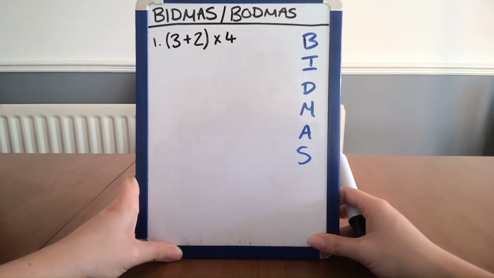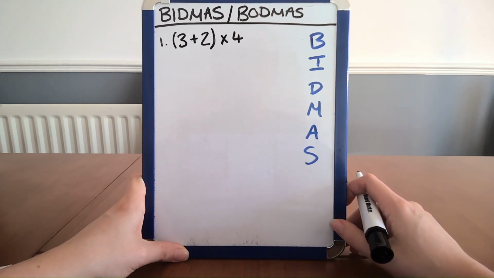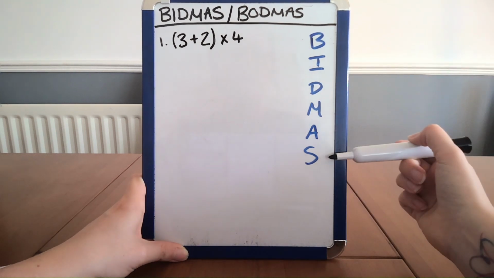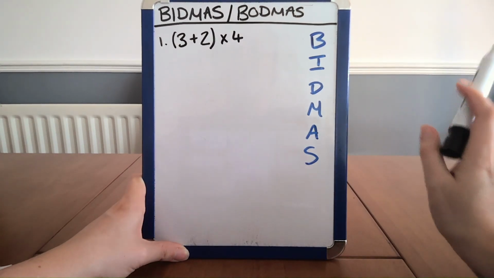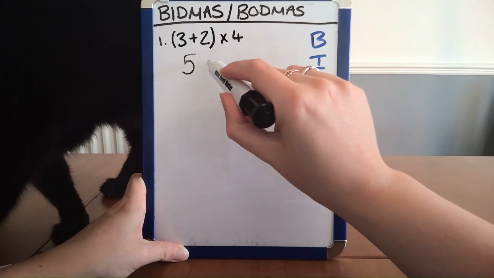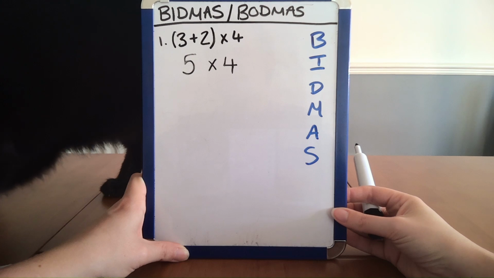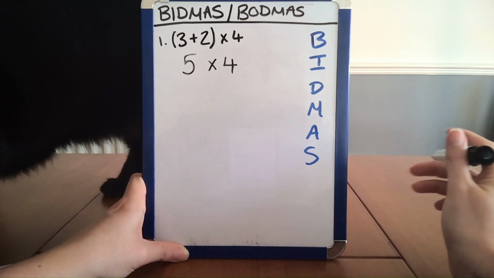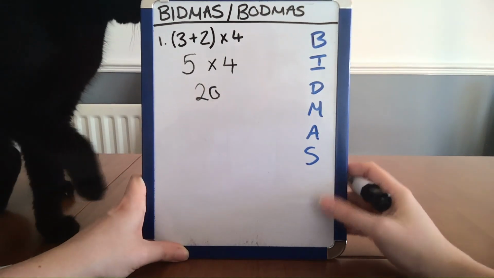Now, our first question is 3 plus 2 in brackets times 4. So our first step is going to be following the BIDMAS. Now, we have brackets, so we need to deal with those first. So 3 plus 2 is 5. And I like to write it out completely. So now it's 5 times 4. We then do 5 times 4 is 20, so our answer is 20.